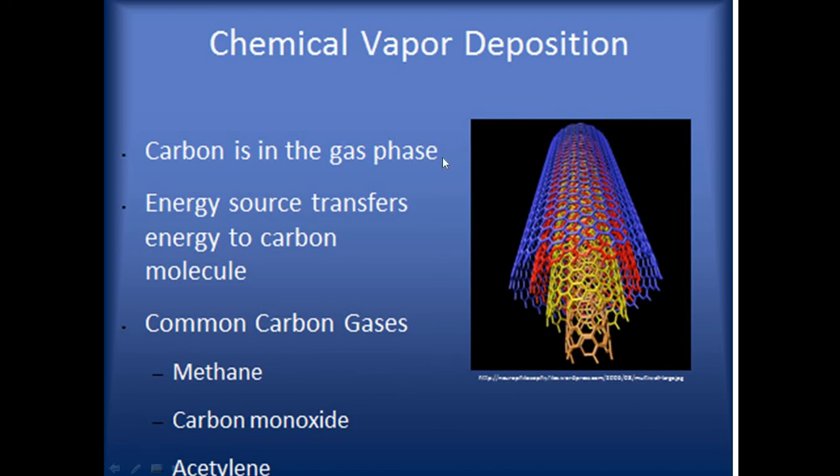The next, second method is chemical vapor deposition. As we know, in chemical vapor deposition, carbon is in the gas phase, then an energy source transfers energy to the carbon molecule. Common carbon sources are methane, carbon monoxide and acetylene. We will discuss the process in detail.